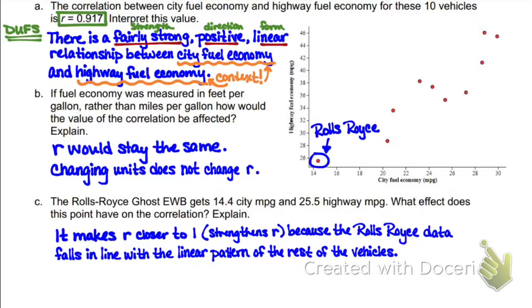Rolls-Royce gets 14.4 city MPG and 25.5 highway MPG. So that guy's right down here in the corner. That falls in this linear pattern. It's away from the rest of our data, but because it's following that overall linear pattern, it's going to strengthen our R value. So it's going to bring it closer to 1 if we included that. If we have an unusual value that is not following the pattern, it's going to weaken R. If it's falling in this linear pattern, it will strengthen R.